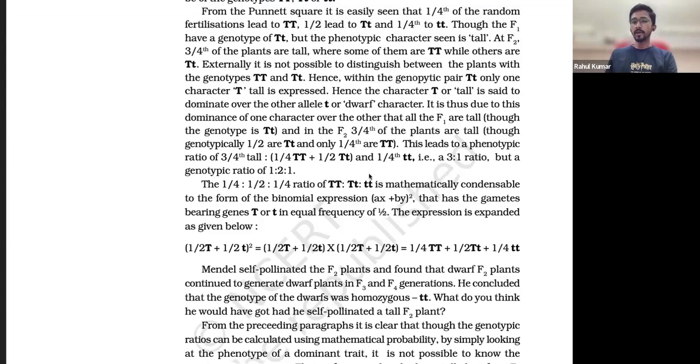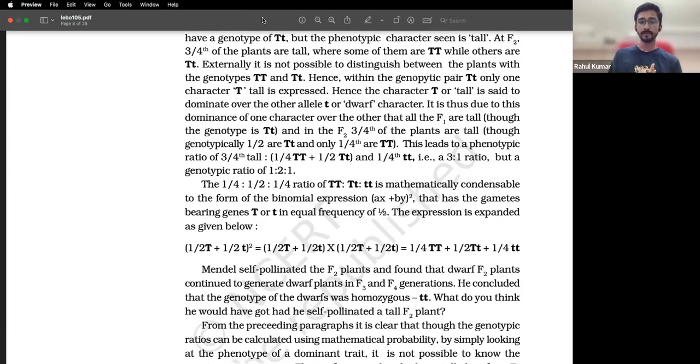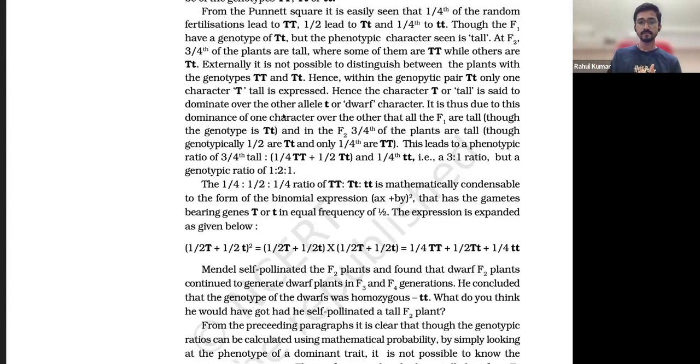Now, how many total alleles are involved in this whole thing? There are three different kinds of expressions: a dominant homozygous, a recessive homozygous, and a heterozygous. But how many total alleles are involved? 1, 2, 3, 4. Just write that in the chat. How many total alleles do you see? 2. Perfect. Iram also says 2. Very good. Thank you so much, Iram, for your support. So there are two alleles. One is capital T, one is small t.